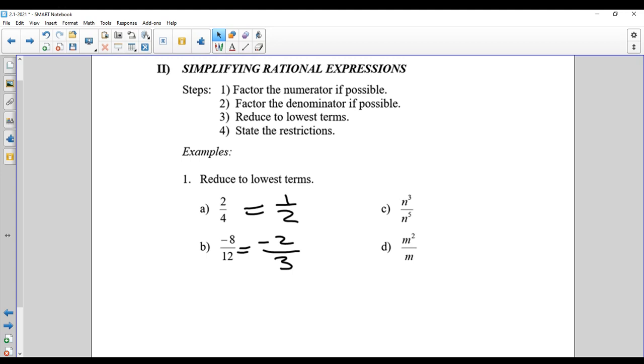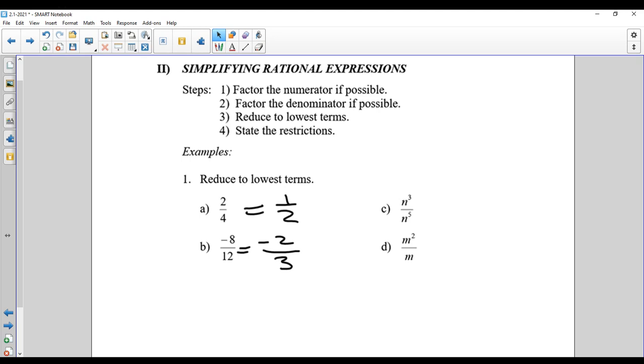But how about these? Now we have some variables. There are no restrictions here. A and B had no restrictions. It says factor the numerator if possible, factor the denominator if possible, reduce the lowest term, state the restrictions. The first 2 have no restrictions because there's no variable in the denominator. So you can't even assign any other value than the values that are there. They gave you the values. Those are all constants. Constants means they don't change. But in this case, we have variables.